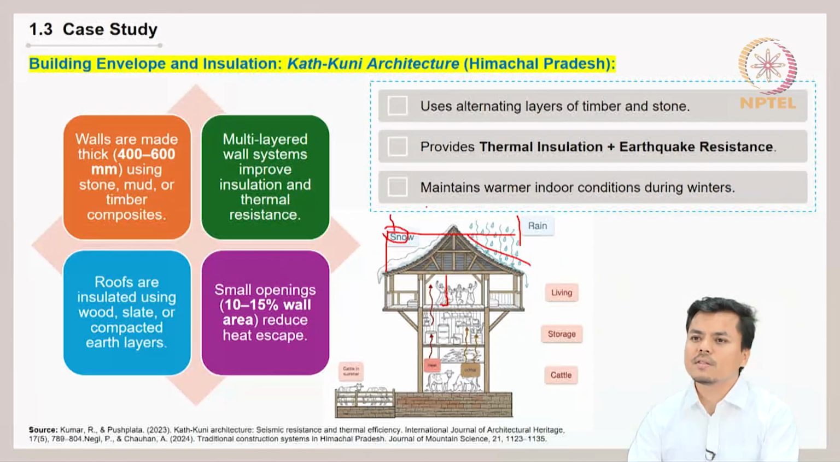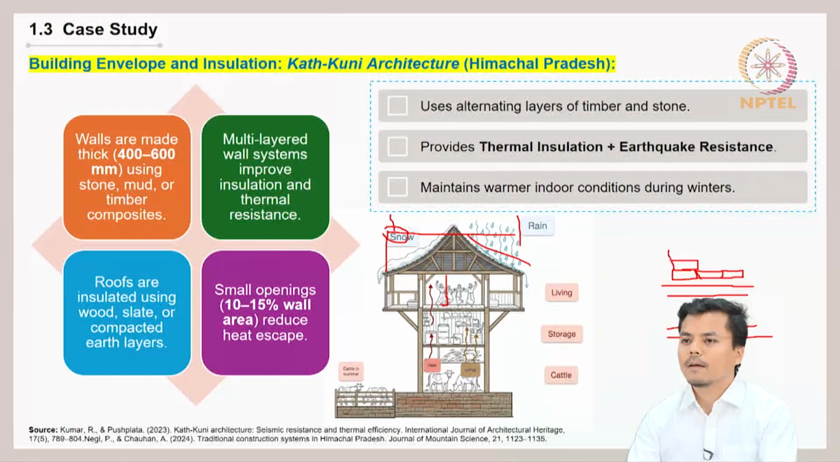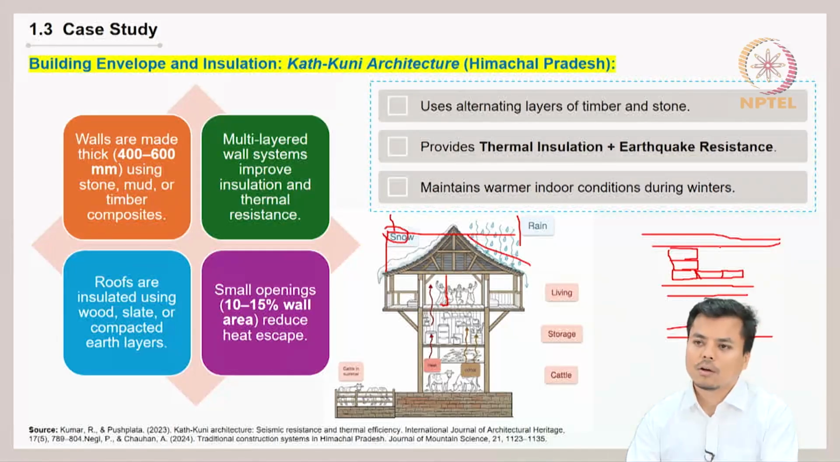Here they use alternating layers of timber and stone. So if this is a layer of timber, then 2 to 3 layers of stone are added. Then again a layer of timber is added, then 2 to 3 layers of small stones. These are kind of chips that are added. Somewhat like this. After adding 2 to 3 layers like this, on top you have the layer of timber. That is why it is called Kath Kuni architecture.